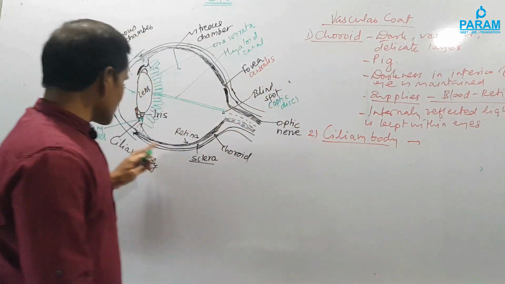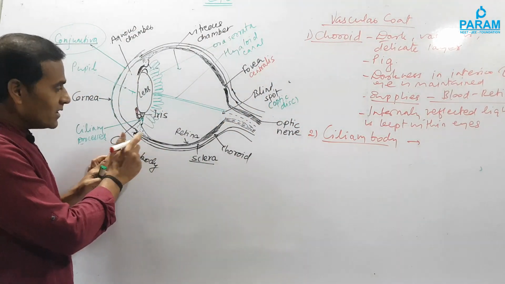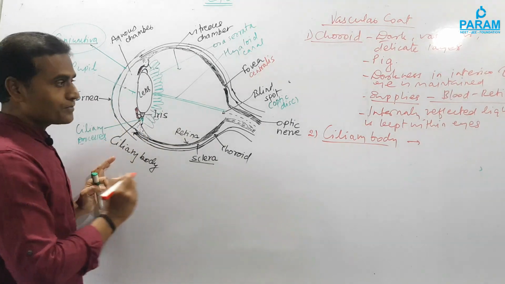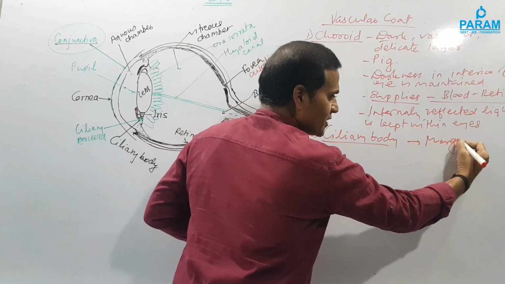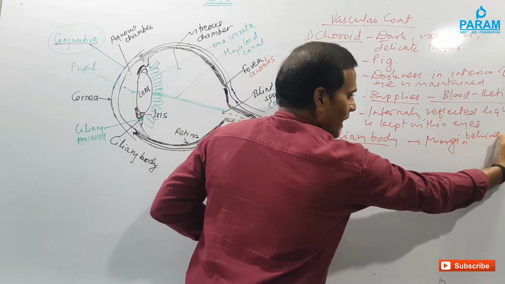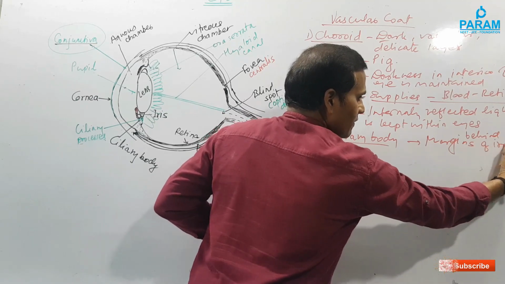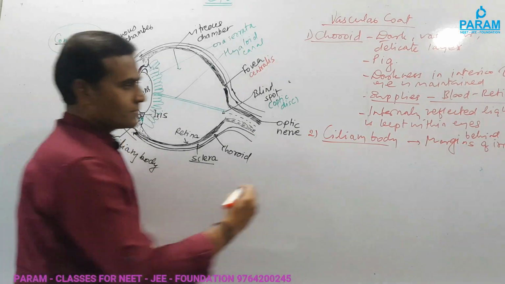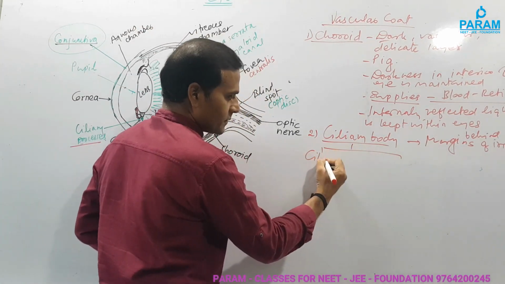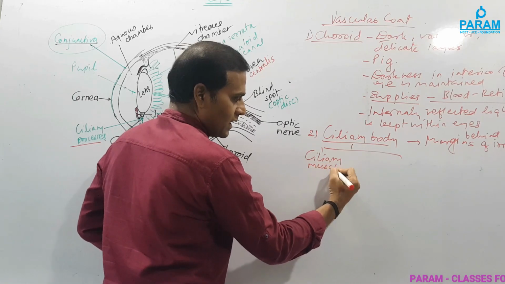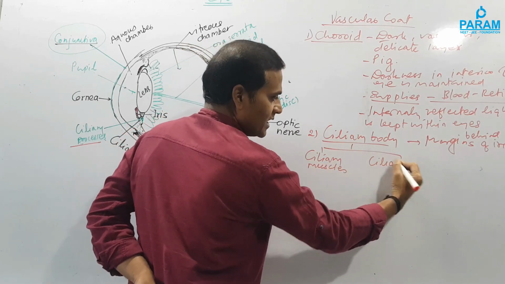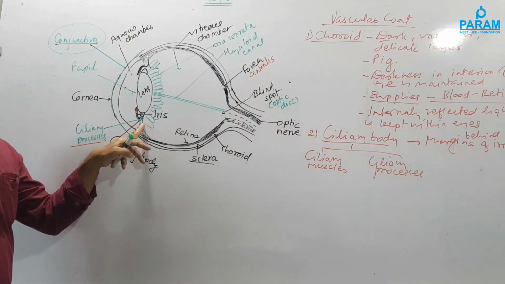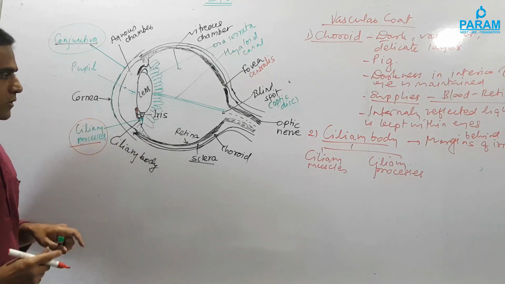Now, second part, ciliary body. What is the location of ciliary body? You can see ciliary body lies at the marginal region of your iris, just behind the margins of iris. Now, this ciliary body is made up of two things. One is ciliary muscles and second is ciliary processes. This green color portion here, the zigzag portion, is the ciliary processes.